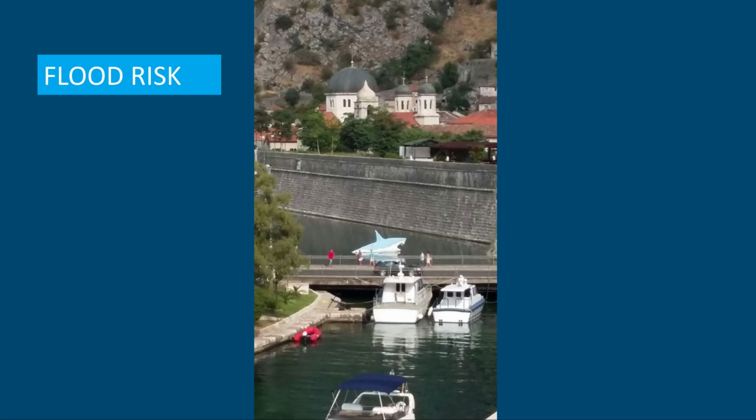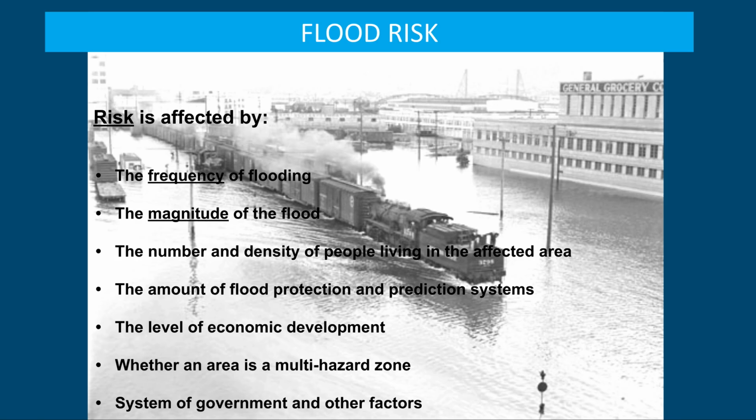So how do we calculate the flood risk for an area? So we can see that an area has more flood events occurring, but how do people actually calculate the flood risk for an area? So the risk of a flood is calculated from its frequency, how often a flood occurs, the magnitude of the flood, i.e. how big the flood is, and the number and density of people living in the affected area.